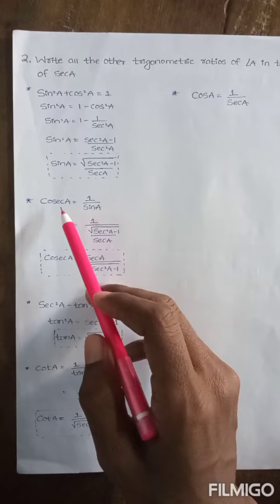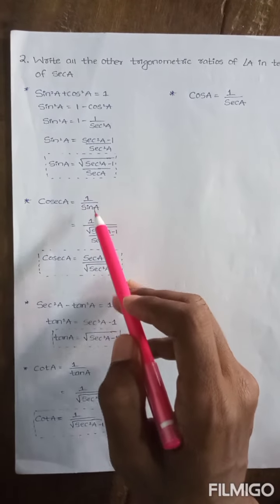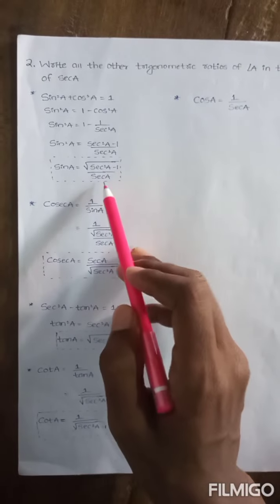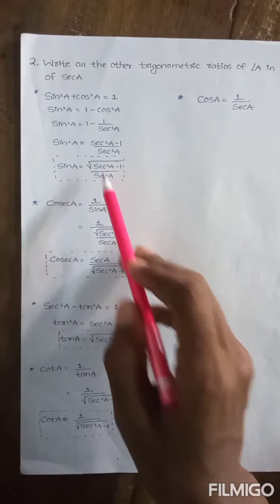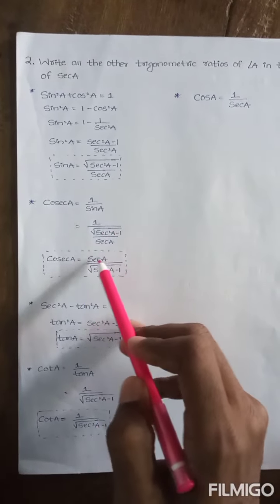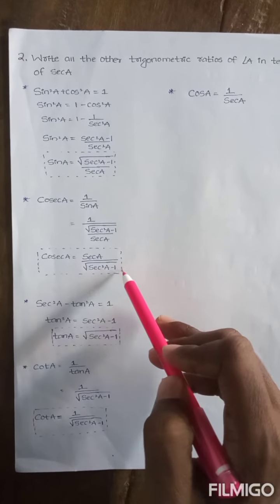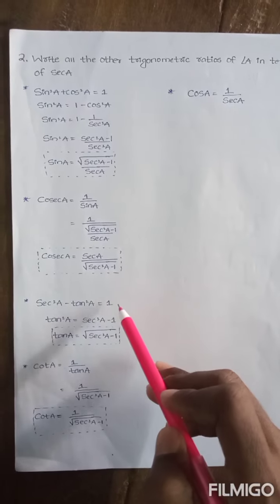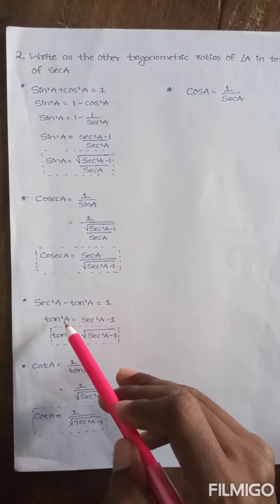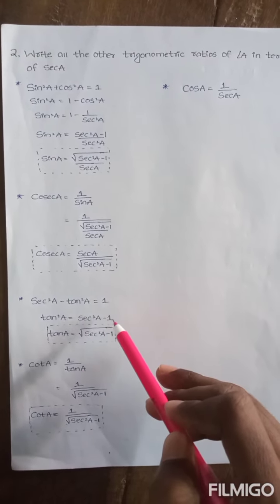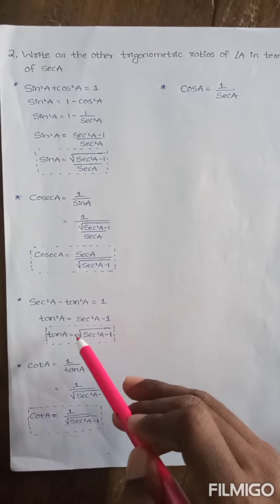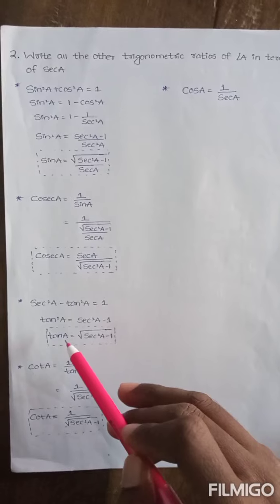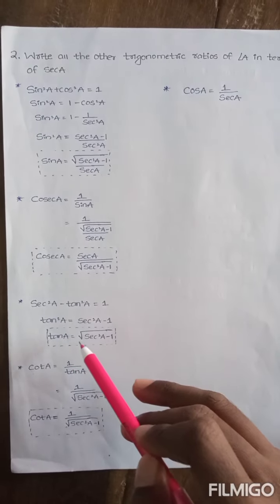And the next one, we know that cosec theta is equal to 1 by sin theta, and we got sin A as under root sec square A minus 1 by sec A. Substituting this value here, we get cosec A equals sec A by under root sec square A minus 1. And the next one, we know that sec square theta minus tan square theta is equal to 1. From here tan square A equals sec square A minus 1, that is tan A equals under root sec square A minus 1, which means tan A is expressed in terms of sec A.